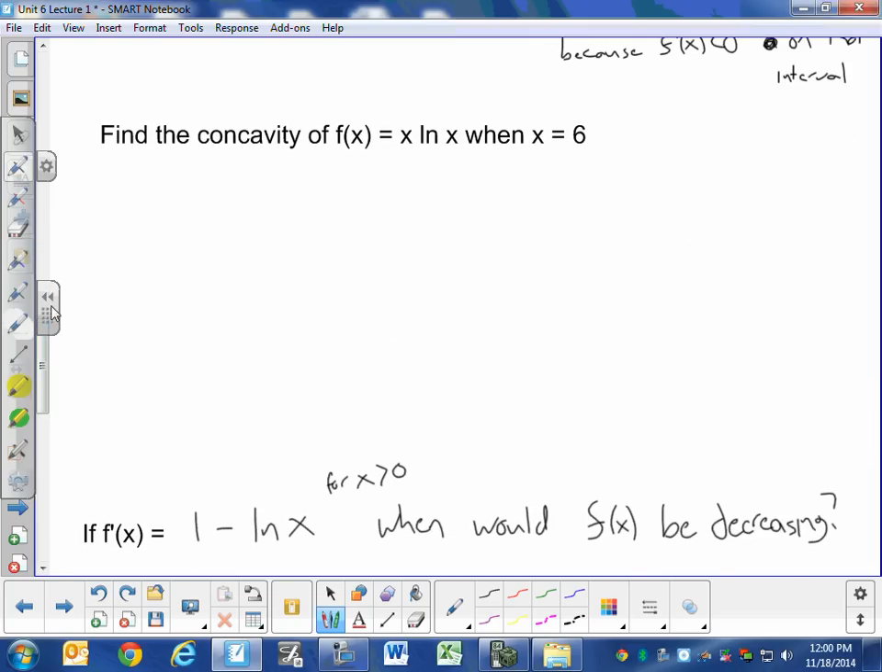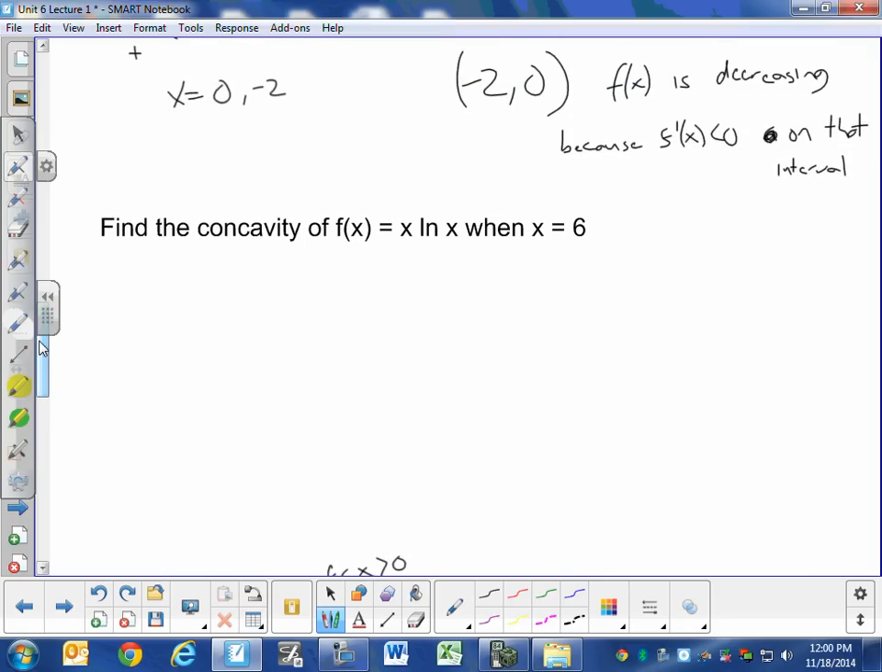All right. Find the concavity of f of x, which is equal to x log x when x is 6. Okay, so concavity, concave up or down, we need to analyze f double prime at x equals 6. And if it's positive, we're concave up. If we're negative, we're concave down.